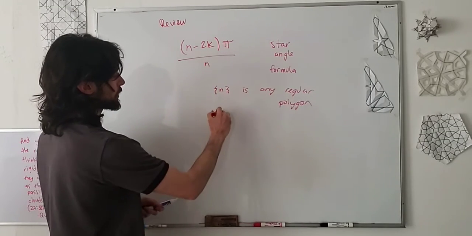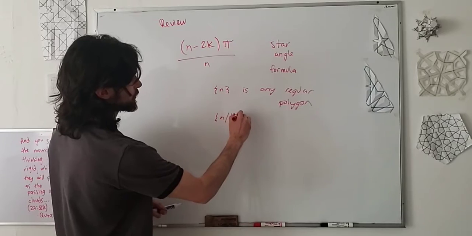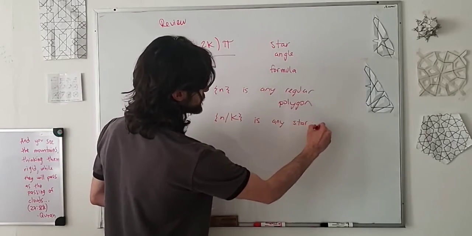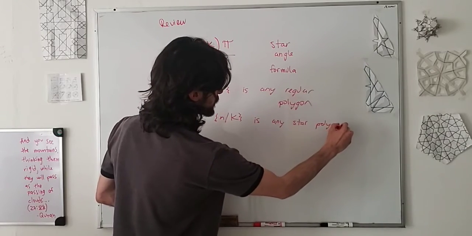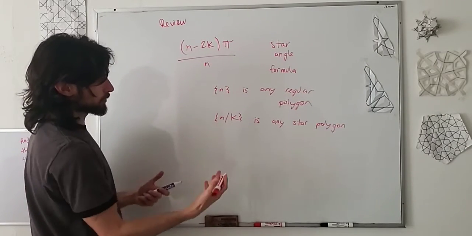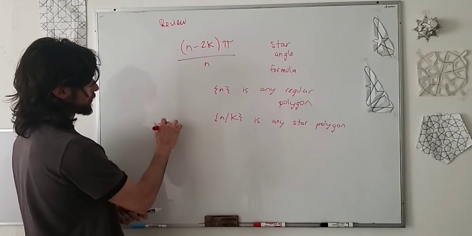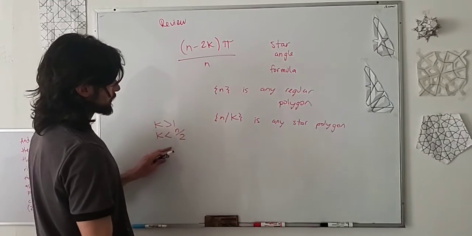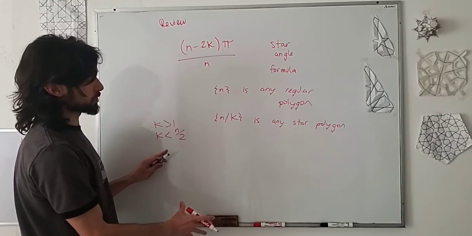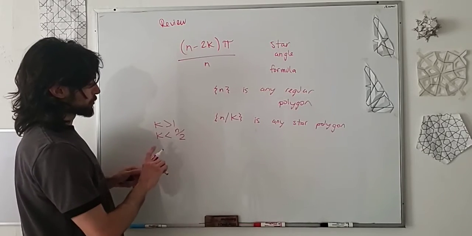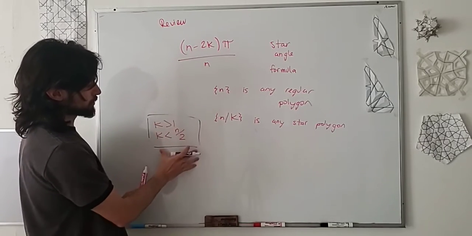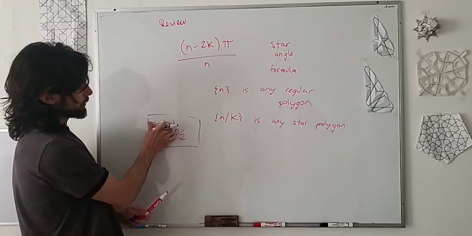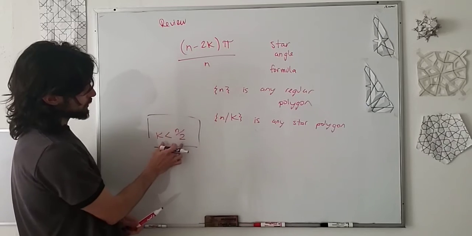So k is any regular polygon, and then we write n/k is any star polygon. Now the constraints for k, which we've seen a little bit, k has to be more than 1, and k has to be less than half of n. We've seen this before, but it has to do with the mirror symmetry of the shape. But we're not worrying about that route. For now, it's all enough. So actually we can do away without this one. The real constraint is this one.